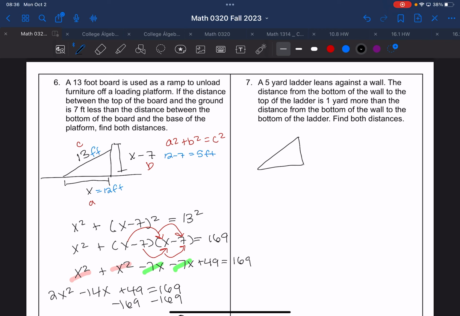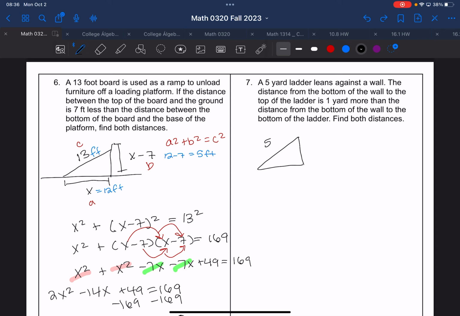It says a 5-yard ladder leans against the wall. So that 5 is going to go where on the triangle? The diagonal. So 5 yards on the diagonal.